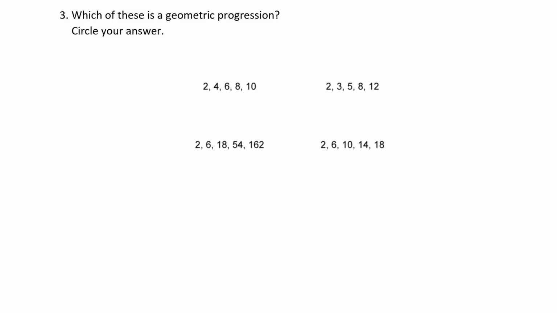In this first sequence, the difference between each term is 2, so it's going up in even increments. This is an arithmetic progression, so this is not the one we want. This next sequence, 2, 3, 5, 8, 12, you'll notice that each term is the sum of the 2 previous ones. This is the Fibonacci sequence, or Fibonacci type sequence, so that's not the one we want either.